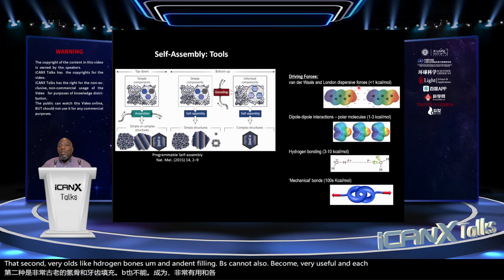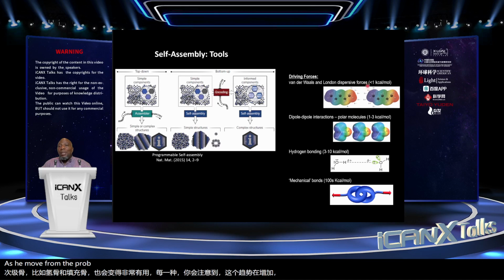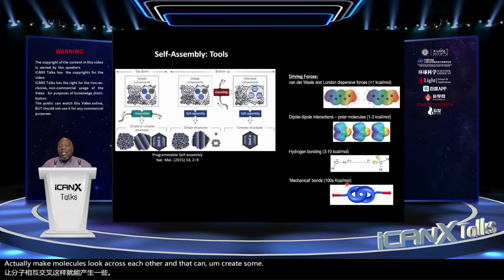And with each one of these, you'll notice the strength increases as you move from the probabilistic Boltzmann-type motion or Brownian motion-based stochastic processes to the more engineered systems. And of course, if you can make mechanical bonds, you can actually make molecules loop across each other, and that can create a significant amount of strength in the assembled system that you're trying to put together.